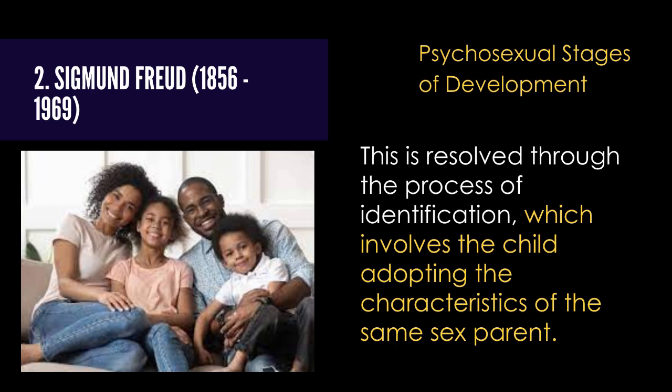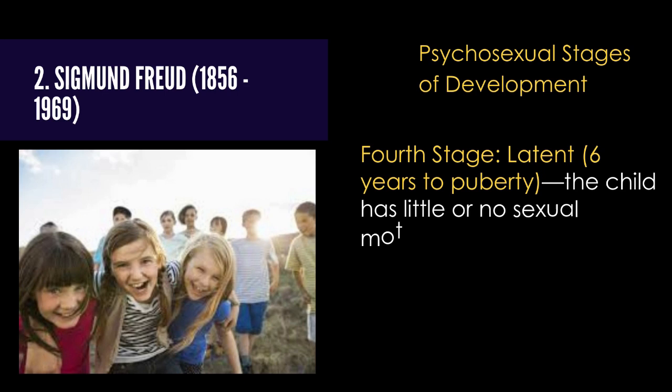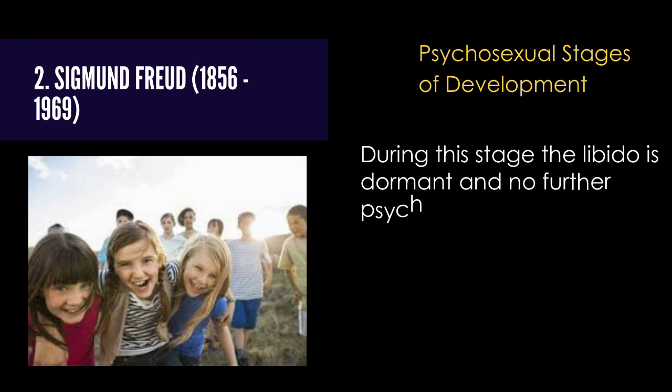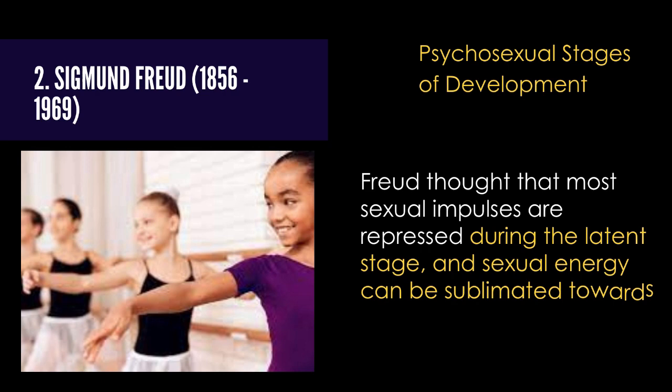Fourth stage, latent. 6 years to puberty, the child has little or no sexual motivation. The latency stage is the fourth stage of psychosexual development, spanning the period of 6 years to puberty. During this stage, the libido is dormant and no further psychosexual development takes place. Latent means hidden. Freud thought that most sexual impulses are repressed during the latent stage, and sexual energy can be sublimated towards schoolwork, hobbies, and friendships.